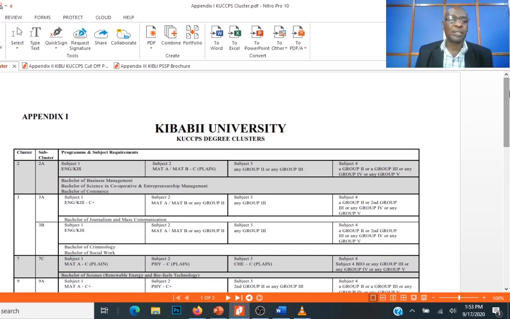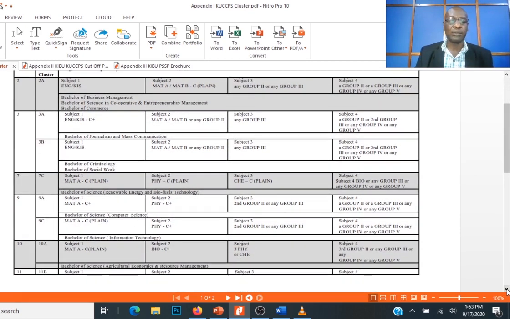So we have here cluster group 2A, we have 3 programs there: BBM, Bachelor of Business Management, BSc Cooperative Entrepreneurship Management, and Bachelor of Commerce. We have cluster group 3A and 3B. We have 3A, Bachelor of Journalism and Mass Communication. 3B, we have Criminology, and we have Social Work. We have there cluster group 7. Cluster group 7, we have 7C, BSc Renewable Energy and Biofuels Technology.